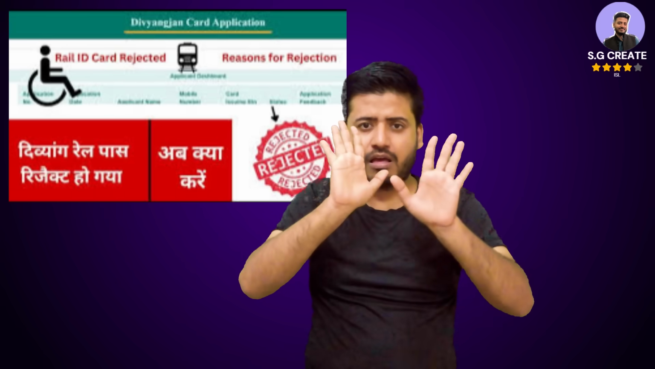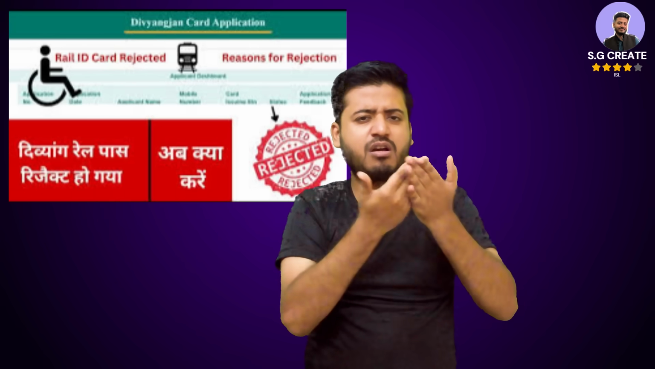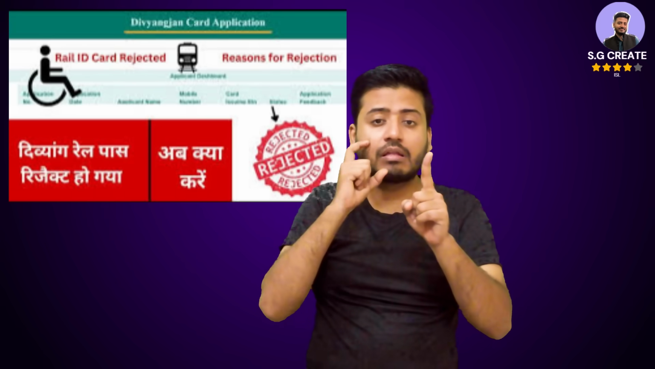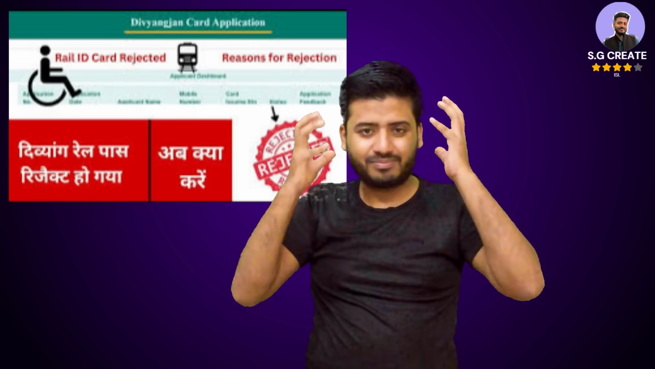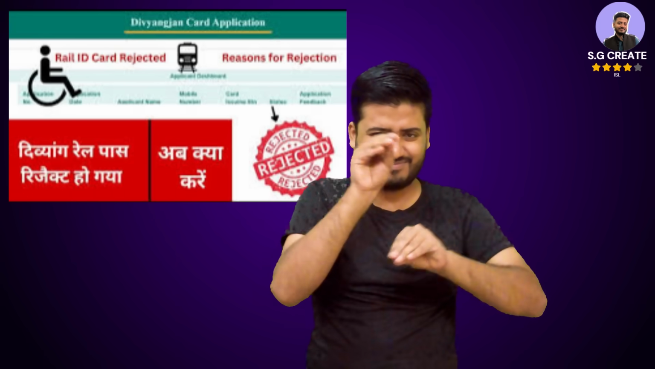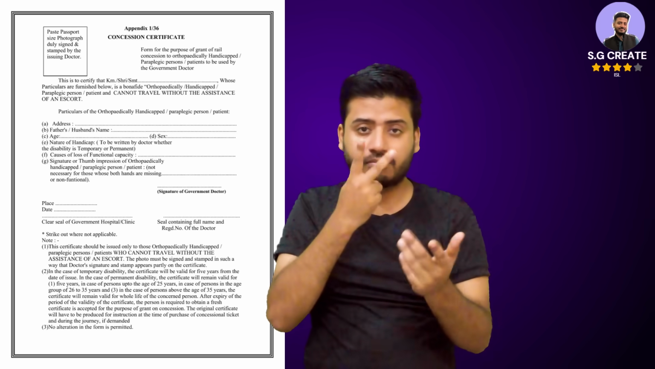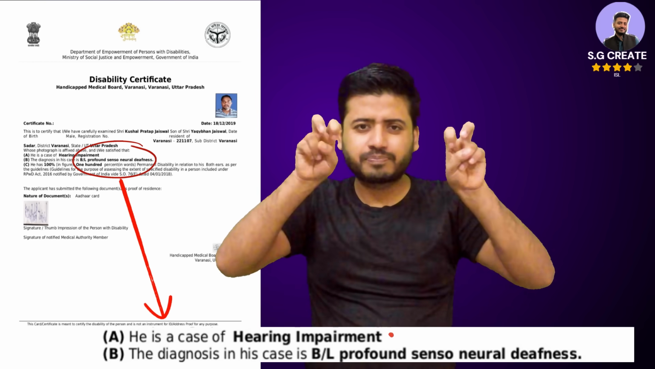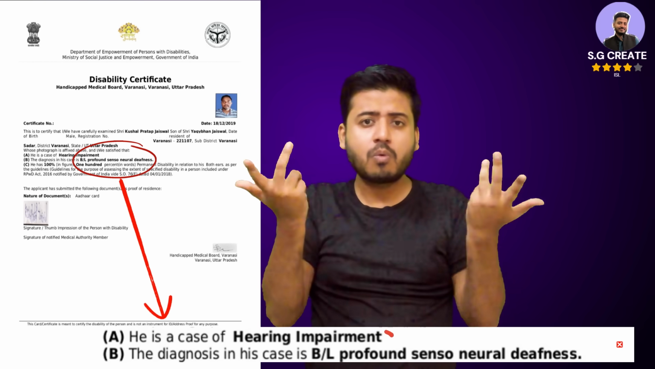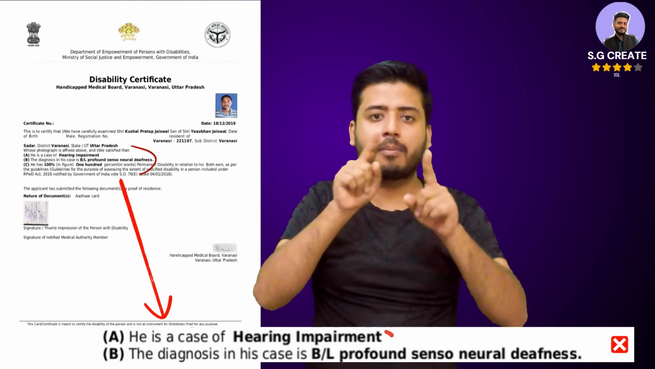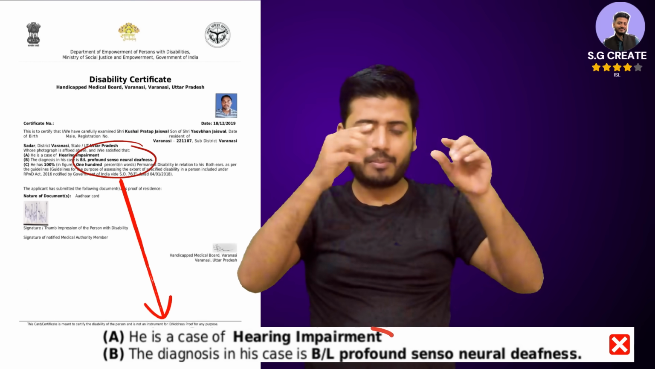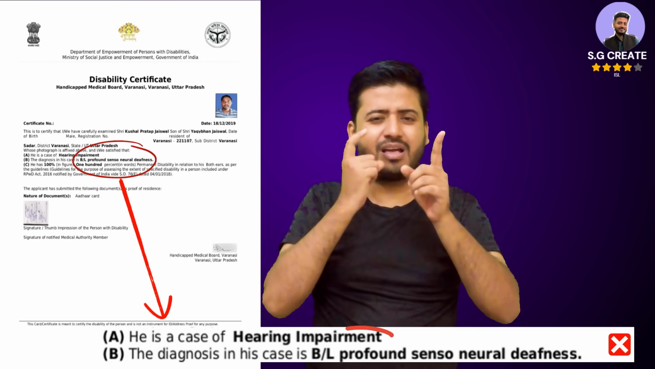Identify the reason. The first step is to find out why your application was rejected. You should receive a rejection letter that states the reason. If it's unclear, you have the right to request clarification from the issuing authority. Make corrections and reapply. If the rejection was due to missing or incorrect documents, you can reapply after correcting the issues. For applications submitted through the UDID portal, you can provide the rejected application number to reapply.